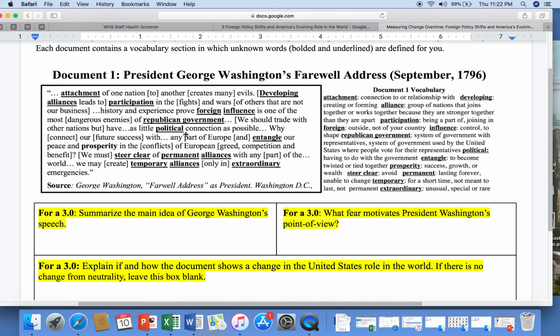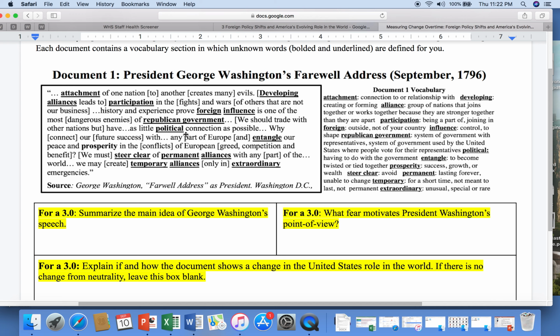So this is a quote from George Washington's farewell address. "Attachment of one nation to another creates many evils. Developing alliances leads to participation in the fights and wars of others that are not our business. History and experience prove that foreign influence is one of the most dangerous enemies of republican government. We should trade with other nations, but have as little political connection as possible.